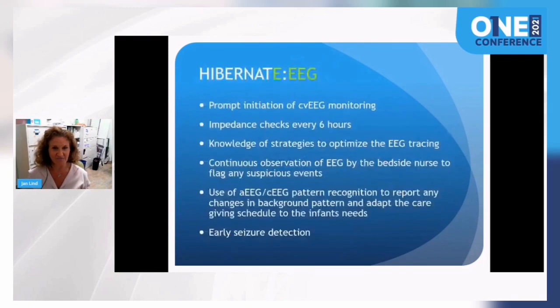E is for EEG. So all our level 3 nurses are trained to apply leads as soon as possible following admission to the NICU. We know that 80 to 90% of seizures and even status epilepticus in newborns is subclinical. So it's important to get the leads on. We don't have 24/7 EEG coverage, so training our nurses guarantees prompt cEEG monitoring. Our nursing team are taught strategies to optimize the EEG tracing with impedance checks every 6 hours. Continuous observation of the EEG by the bedside nurse is expected to flag any suspicious events.